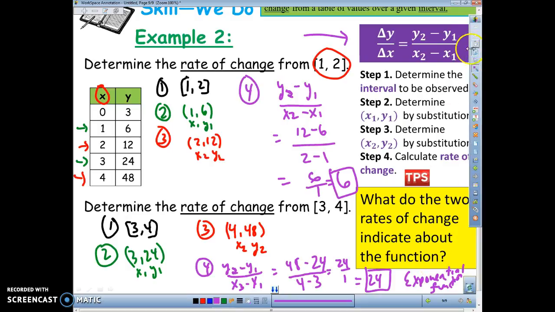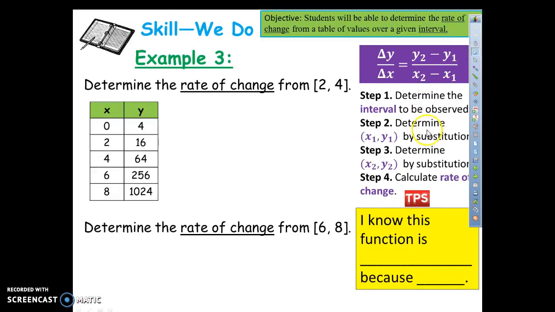For this next part, I would like you to go ahead, copy down the table, copy down these points. I'd like the video to be paused, and I want you to try these ones on your own, and then we'll play and go through. Go ahead and try these two on your own. Try 4 minutes on this one.